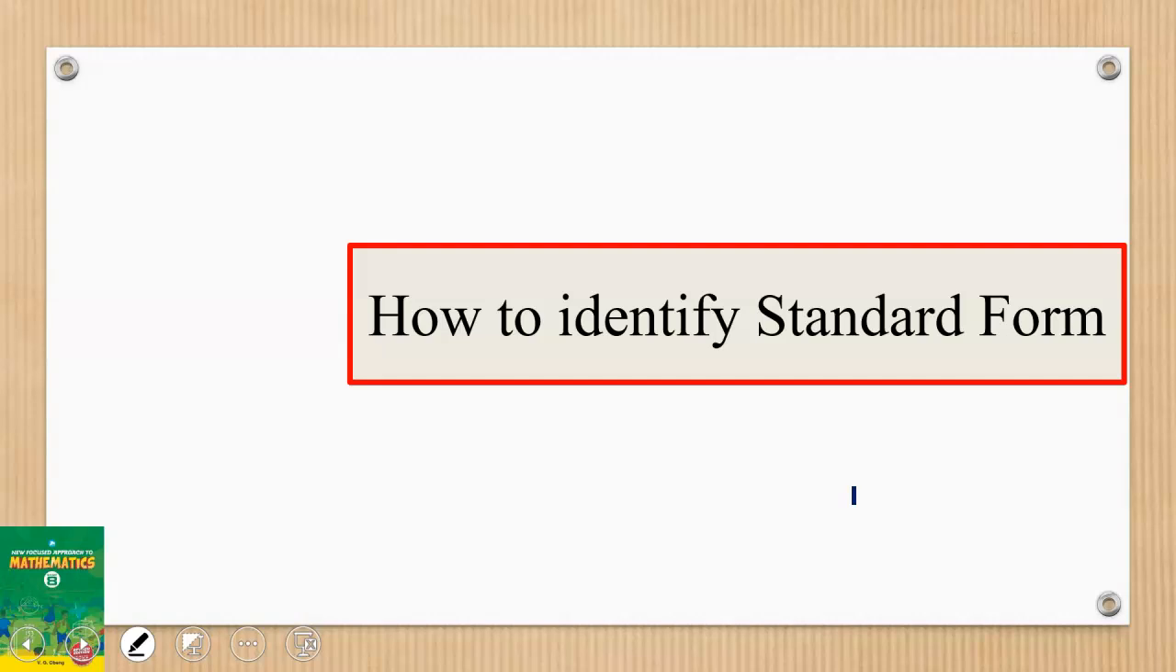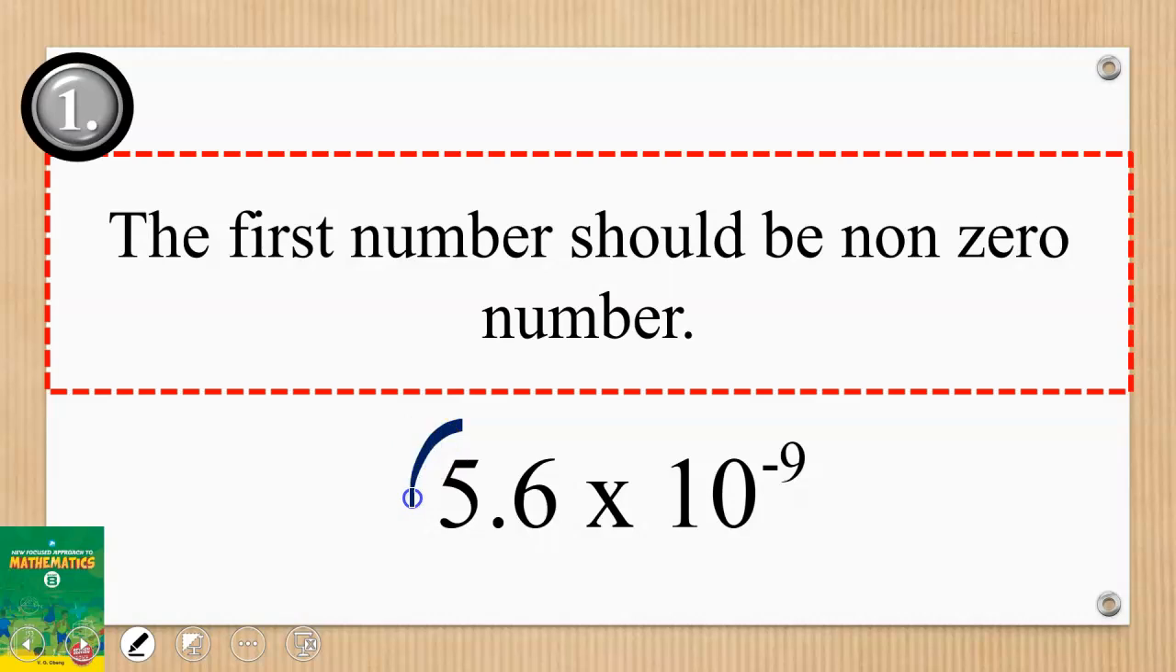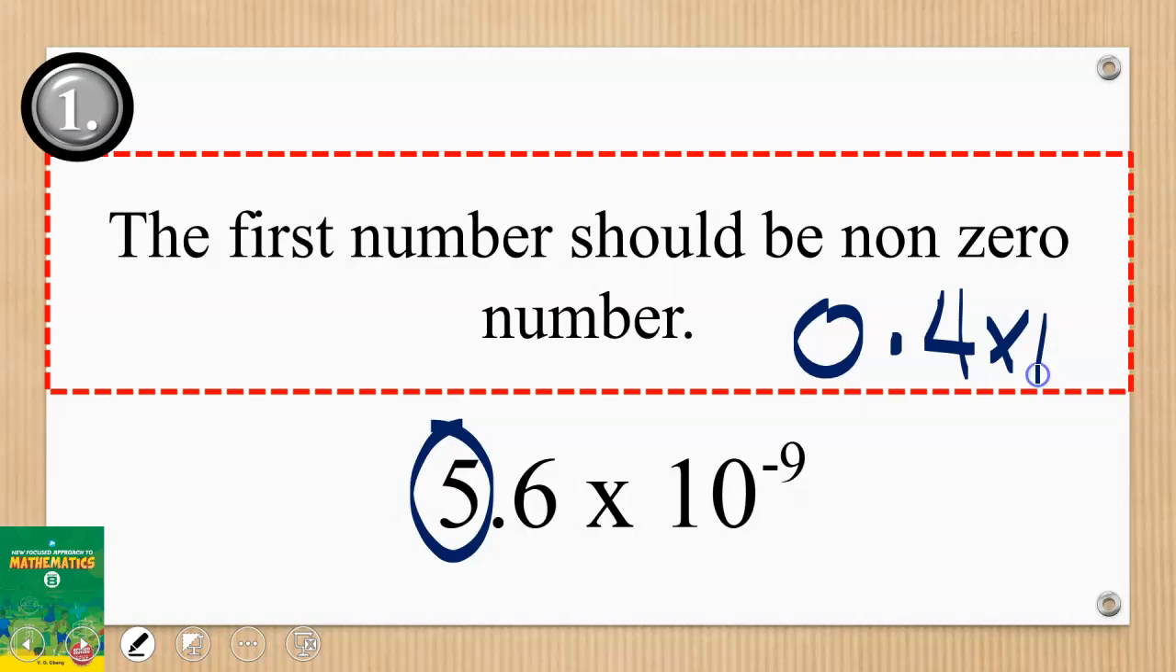Now let's look at how to identify standard form, or scientific notation. We are going to come up with a few rules. The first rule is that the first number should be a non-zero number. Anytime you want to write a number in scientific notation or standard form, the first number should be non-zero. That means your first number shouldn't be 0 point something. It must always be a non-zero number. So you can't write maybe 0.4 times 10 to the power something. The first number here must always be a non-zero number.